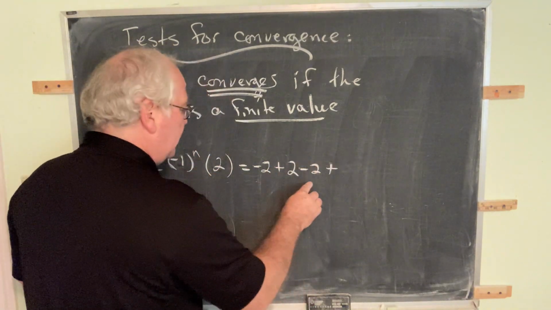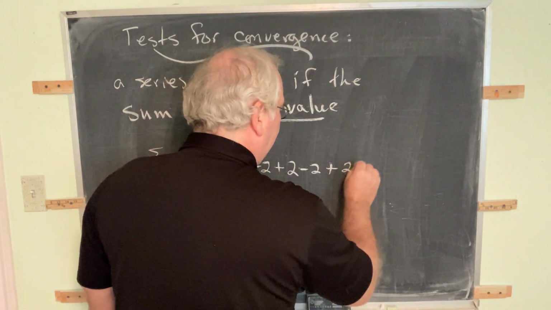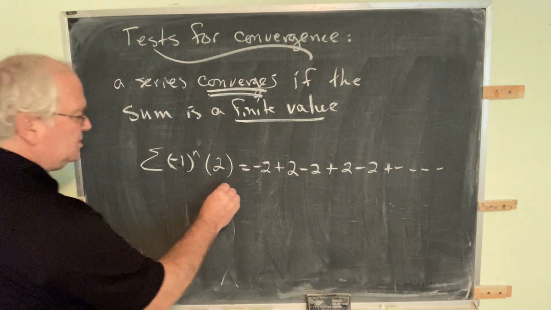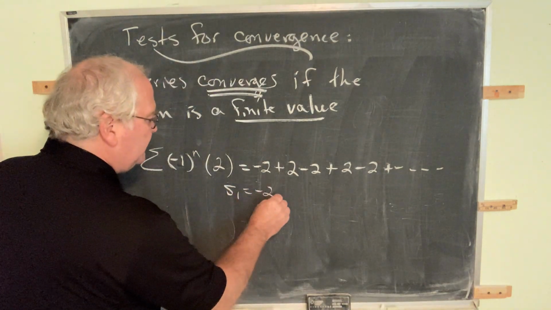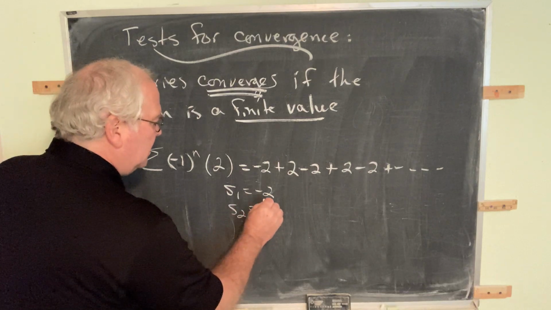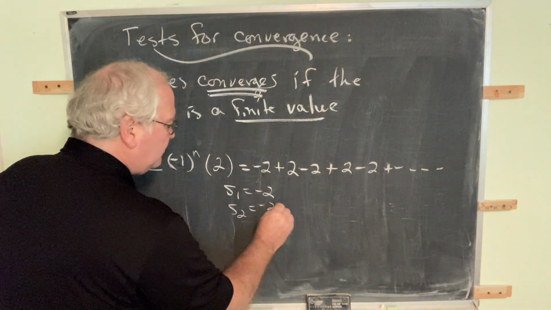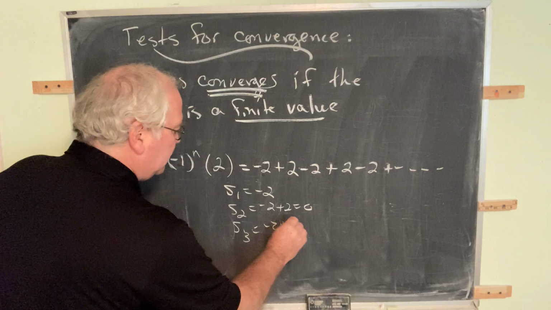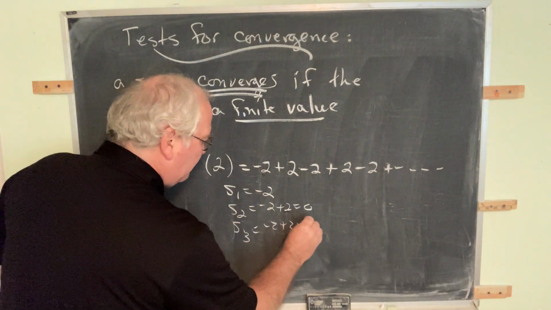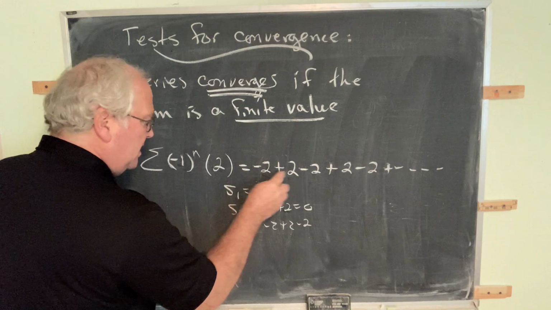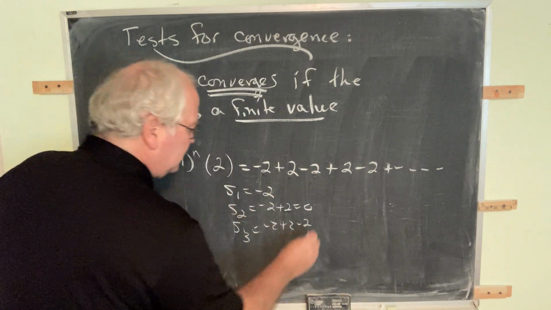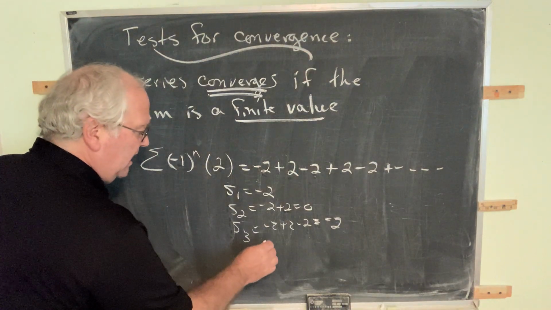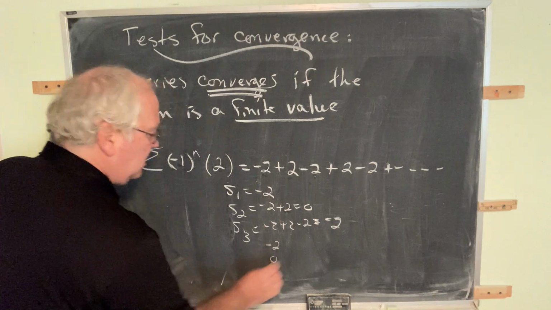So this is an alternating series. Remember, that alternates between positive and negative. And that continues. And look at the partial sums. Sum number 1 is negative 2. Sum number 2 is negative 2 plus 2, which is 0. Sum number 3 is negative 2 plus 2, which we just had, but then you subtract off the next 2. This is negative 2. And it's not very hard to see that this sequence of partial sums oscillates back and forth between negative 2 and 0.